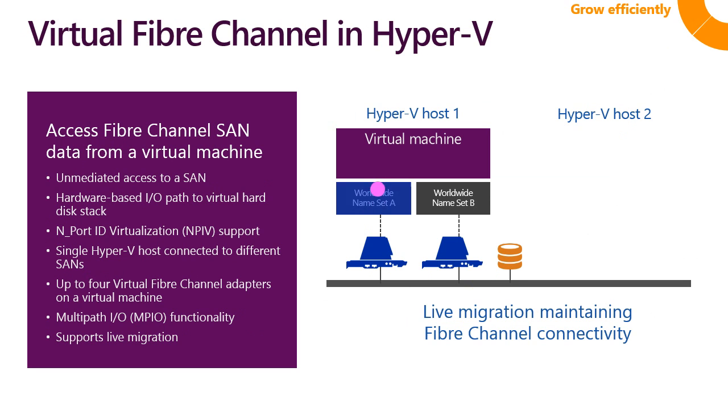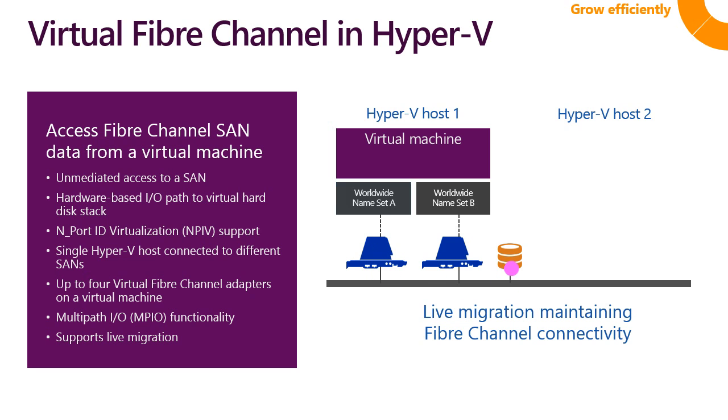Now, as we take a look at virtual fiber channel inside of Windows Server 2012 R2, this was a new feature that was added. Fiber channel support has been in Windows Server for quite a while, but in this case you can now have that fiber channel SAN access directly from the VM itself. So you have direct access to the SAN, you've got a hardware-based I/O path, so you can really take advantage of the high performance that you can get through fiber channel.